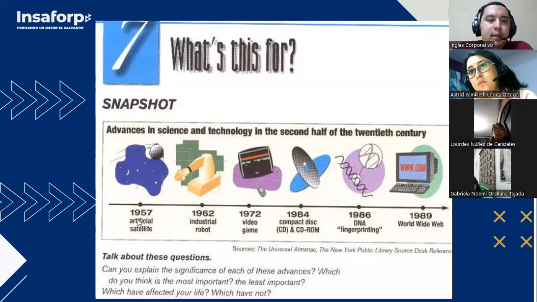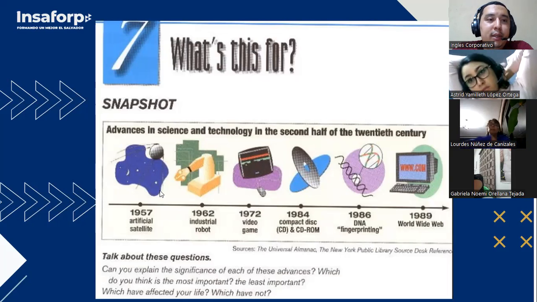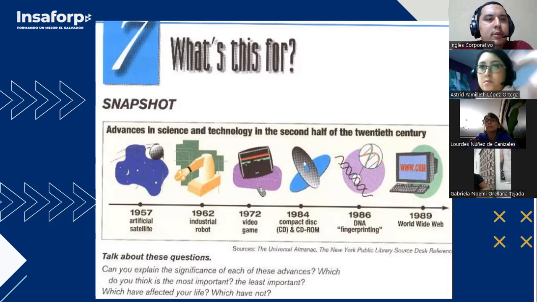And we see that in 1957 the first artificial satellite was created. I don't know if some of you know how this one is called. This one was launched by the Russians. The Sputnik. Yeah, the Sputnik was launched in 1957. The Sputnik is like the first object that was launched into space. It's like the prototype of how you can send something to space, right? This was the first experiment that the Russians made, sending a satellite.